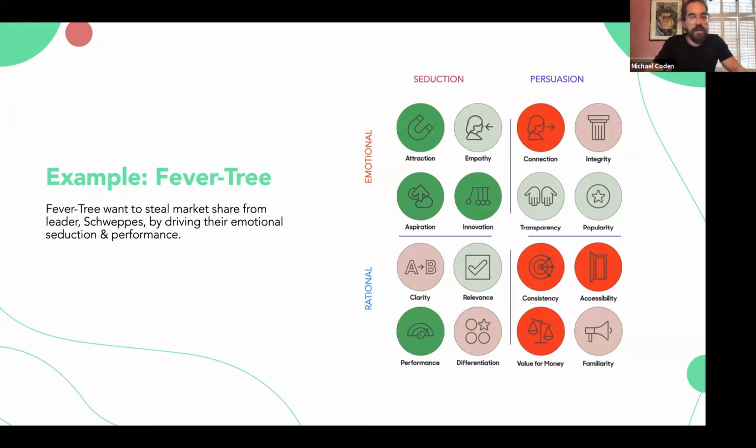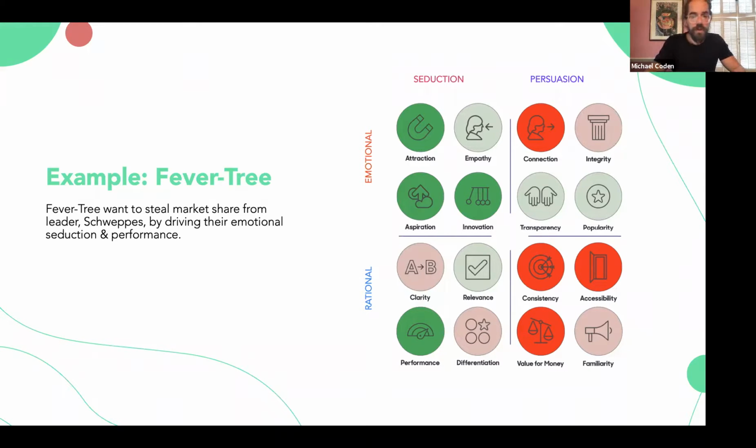So you can see that their strength within their brand is in their top left area, their attraction, their aspiration, their innovation, and their performance, which in this case would be taste. So as Fever Tree, knowing where you stand is really important, but also, as Saoirse explained, it's really important to know what people feel is important from the category and what's being delivered within the category, and therefore where you might position yourself to win within the category.